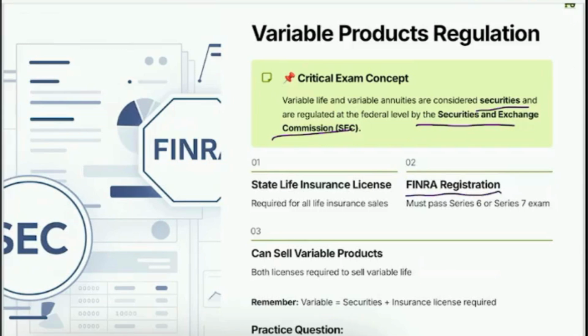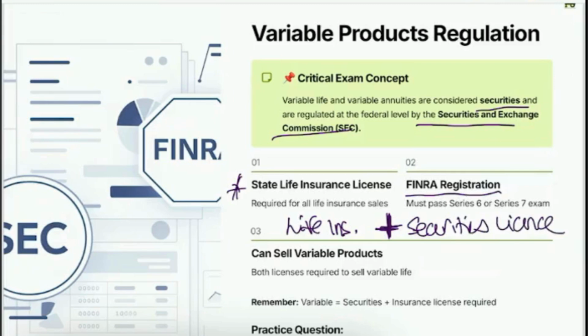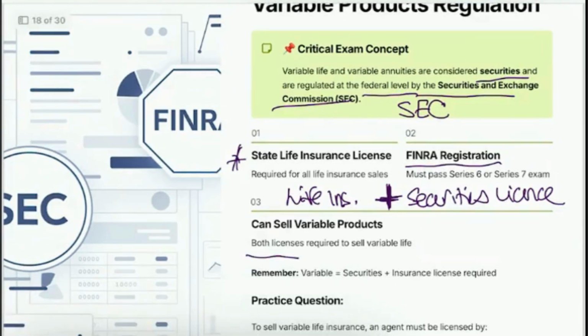So in order to sell variable products, an insurer or a producer must have their life insurance license, right? Because it's the life insurance policy, plus a securities license. If they ask who regulates the variable products, it is the SEC, the Securities and Exchange Commission. If you have both licenses, then you can sell variable life insurance.